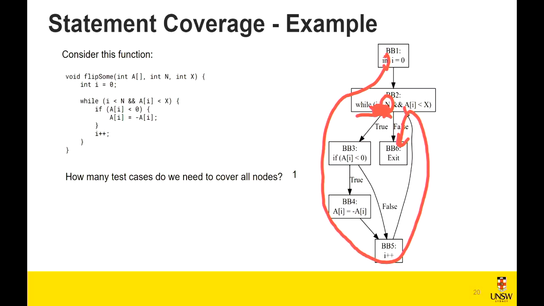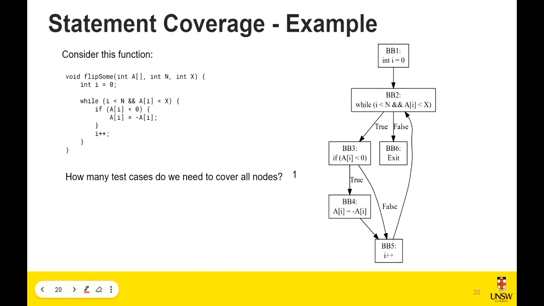So can you come up with an example test case to do this? This is not on the slide. We can do it here right now. So this program takes 3 different parameters: a list, a limit n, and an integer x. So x is like a termination for the loop.